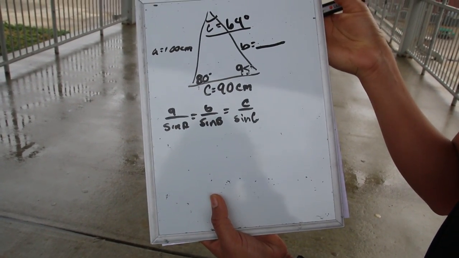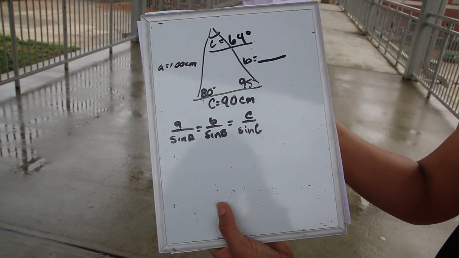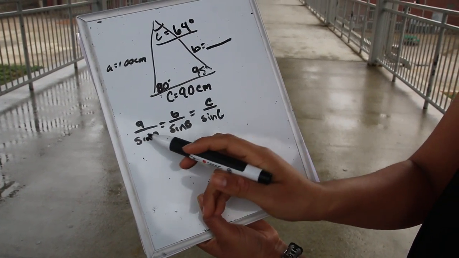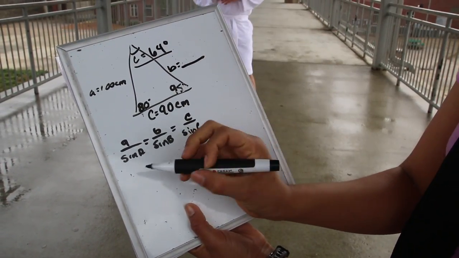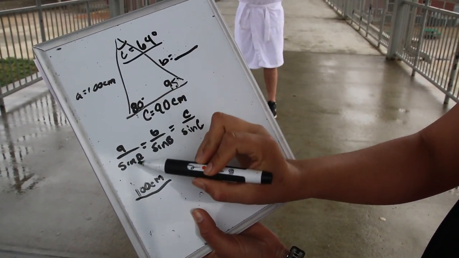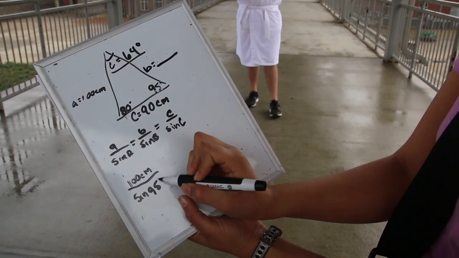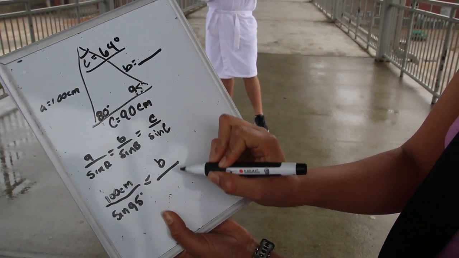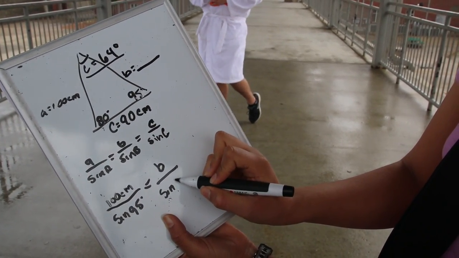Now we will have to find side B. It is best to use the given information when we set up the proportion, just to be sure that we get it right. So we fill in the formula with side A, which is 100 centimeters, divided by sine angle A, which is 95 degrees. We set that equal to B, which is our unknown, over sine angle B of 80 degrees.